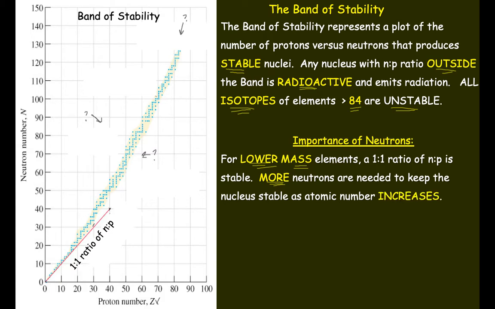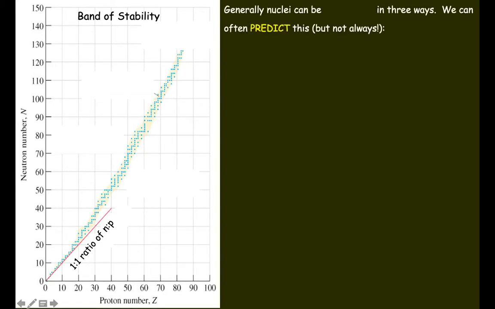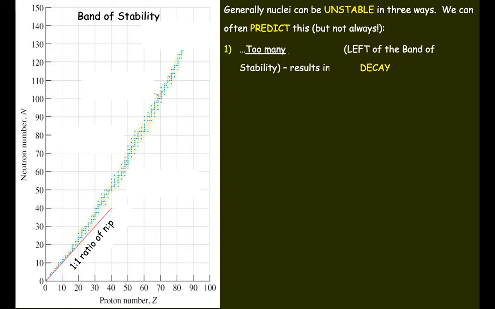Okay, so that's really, really important as we go forward from this particular thing. So that's what the band of stability will tell us. All right, so a little information about this in general is nuclei, again, can be unstable in these three ways that we talked about. The first way we can talk about is really the number of neutrons.